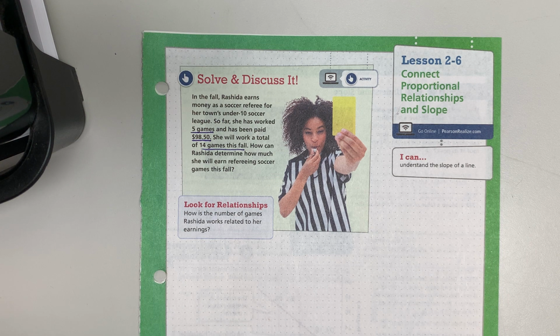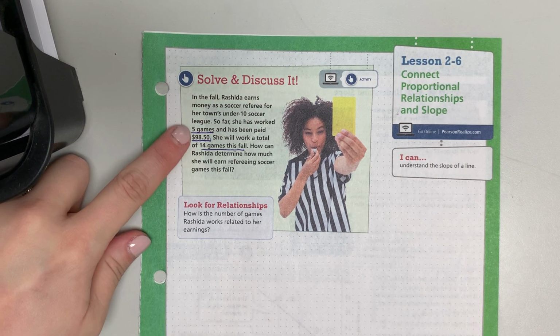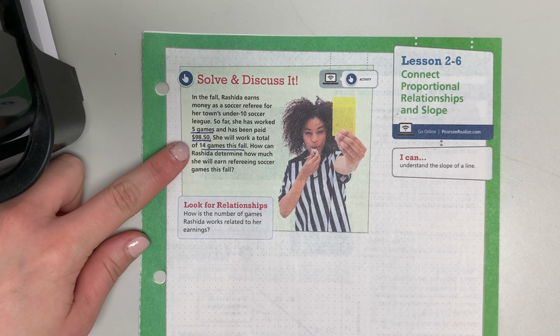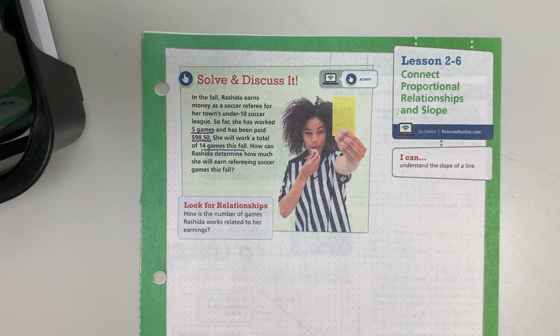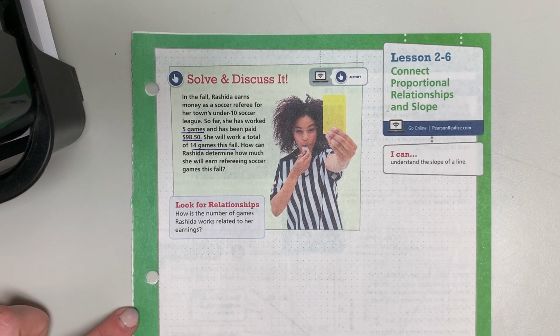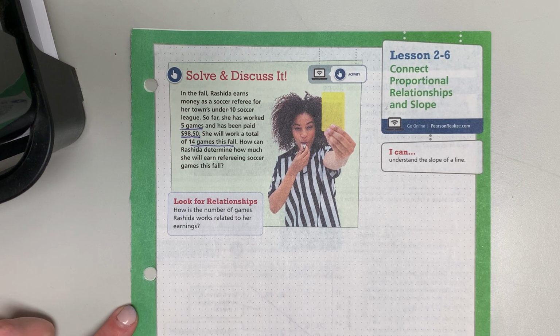So let's go ahead and set up what we know. So what do we know so far? We know that she's worked 5 games, and we know that she has been paid $98.50. And it says she's going to work a total of 14 games. Not 14 more, but a total of 14. So we can set this up with money over items to determine how much each game is worth, then multiply that by the 14 games.